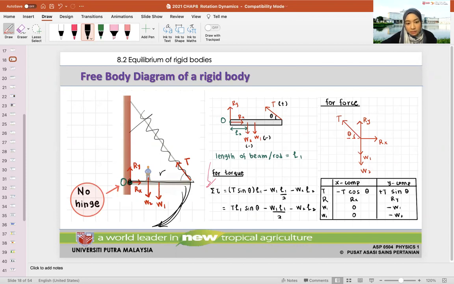Assuming it has this support over here, it is fixed, it's not a hinge, but if this snaps, the fixed support over here probably would not be able to sustain the beam because of its weight, right?